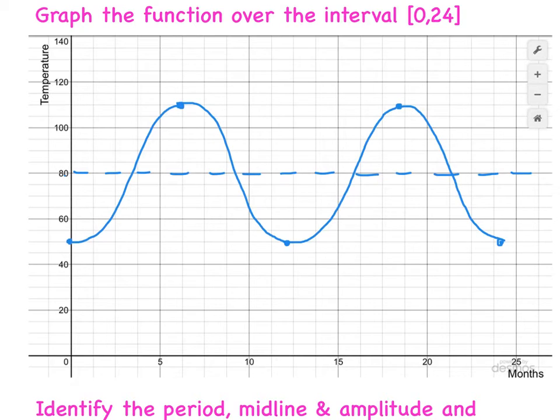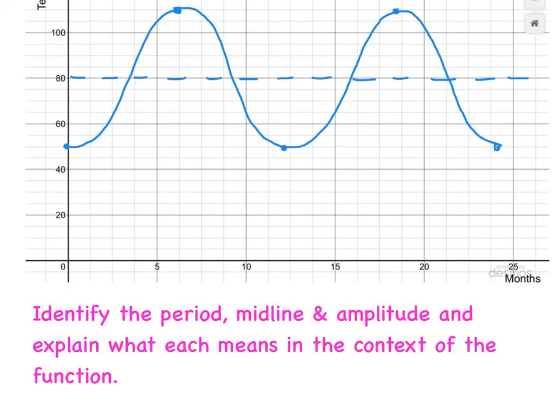You're going to see 2 complete cycles, and it's an upside down cosine function. Now, building off of that, we want to try to identify the period, the midline, and the amplitude, and then we're going to talk about how to explain what each of those means within the context of this particular story.